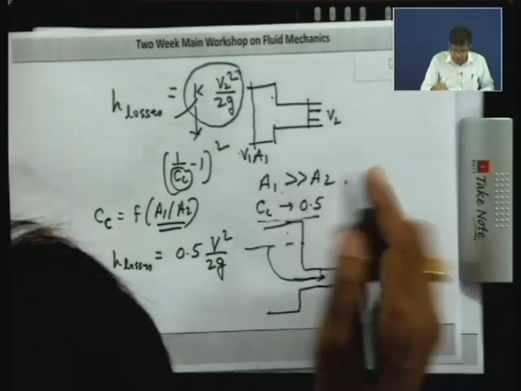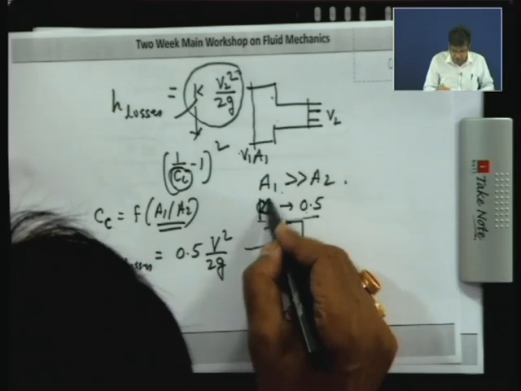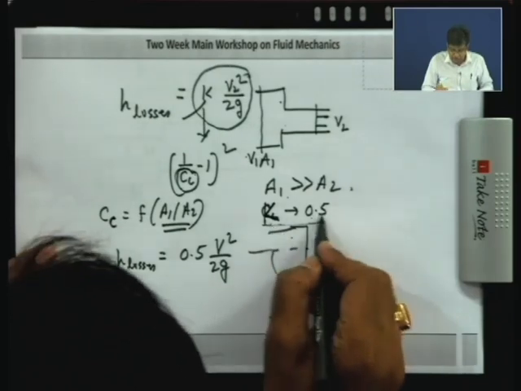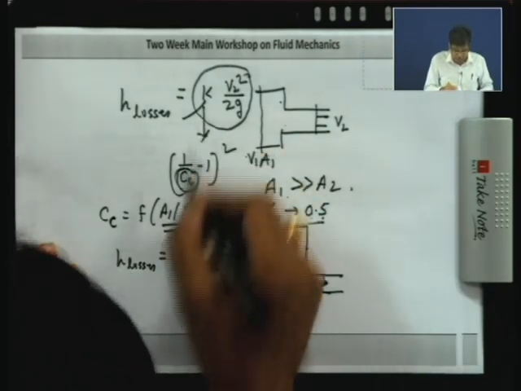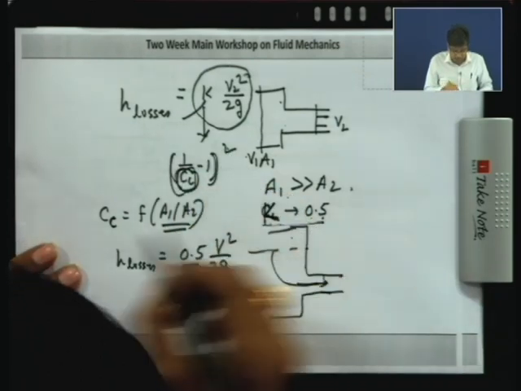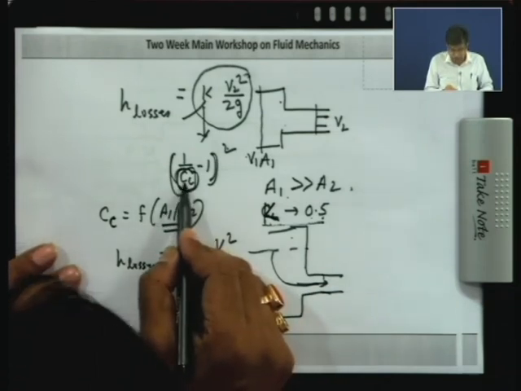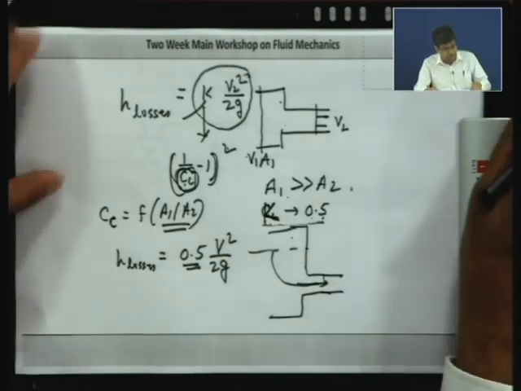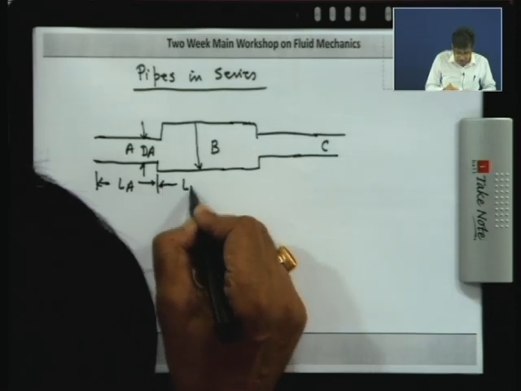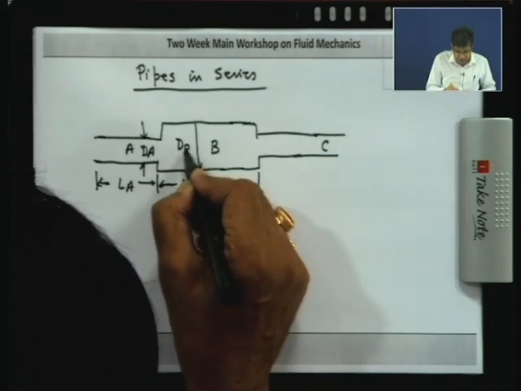Cc is not 0.5, I am sorry, K will be 0.5. My teaching assistant Dr. Poti has reminded me, I am sorry, here K is equal to 0.5. So the value of Cc will be such that (1 by Cc minus 1) whole square, K becomes 0.5. So K as a whole is given as a function of A1 by A2, that means it is given through Cc. So Cc will be such that K will be 0.5. Thank you, Sukumar. So this is LB, and this diameter let us consider dB.